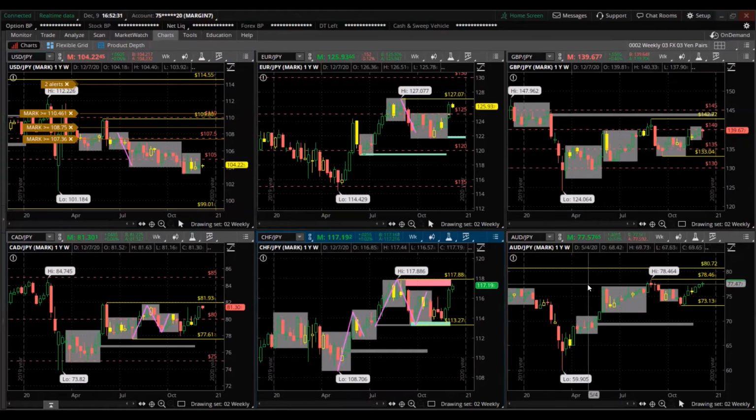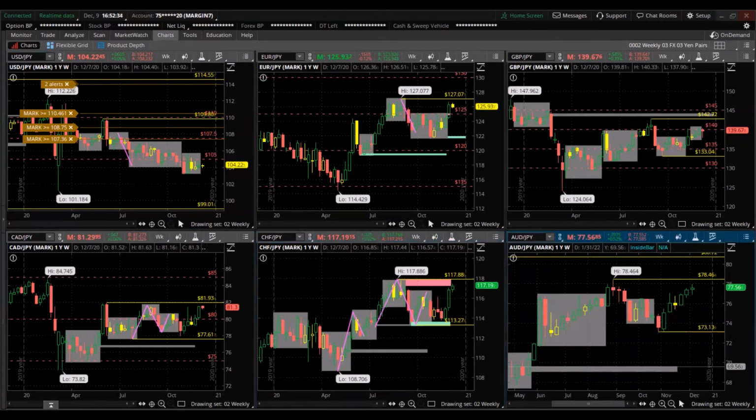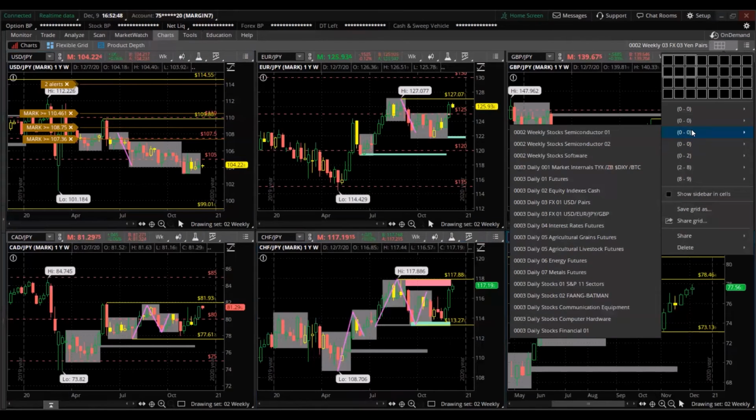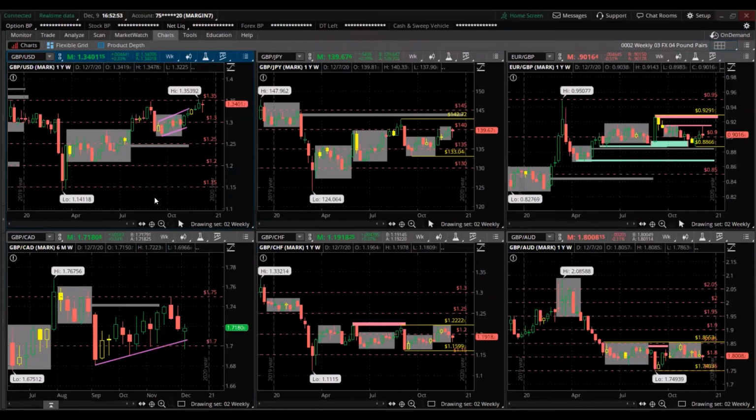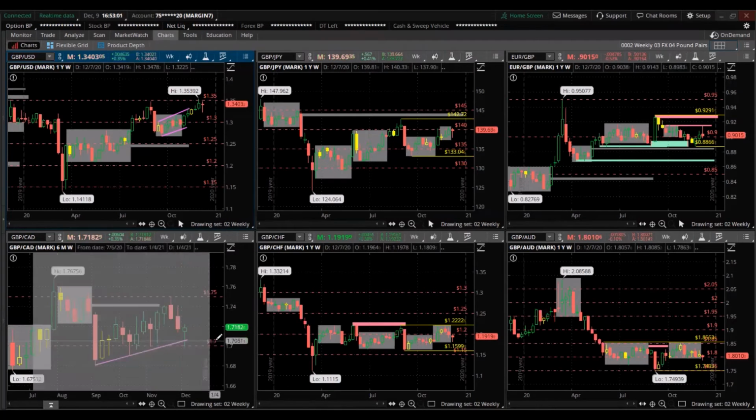Aussie, Japanese yen. Wow. Aussie dominating. Trending higher, giving strength to the Aussie against the yen. Coming into the swing high. Okay, let's look at the British pound pairs now. Already spoke about the pound US dollar. Already spoke about the pound yen and the euro pound. Let's go to the pound Canadian.